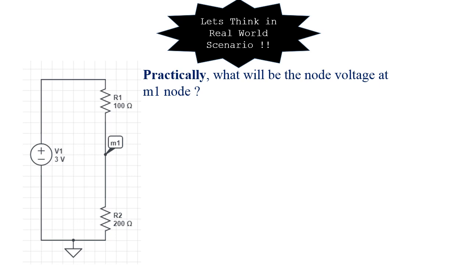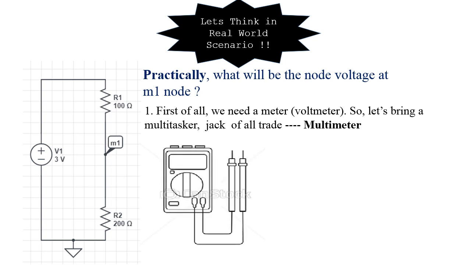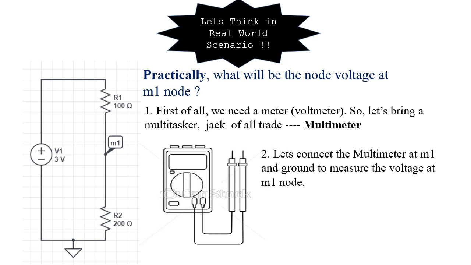In order to measure some voltage, we need some meter first of all. So let us take a multimeter, which is a jack of all trades, a multitasker. It can measure volts, it can act as an ammeter or ohmmeter. So let us take the multimeter for measuring voltage here. This is our multimeter. Now let us connect the probes of this multimeter to the M1 point and the ground. The points are shown by the black dots.